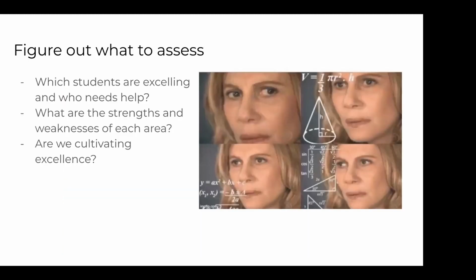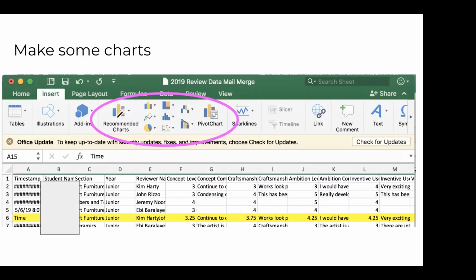So the first thing is we know we're assessing the PLO, but we have to figure out specifically what we want to assess. A couple of things that we looked at is which students are excelling and who needs help. What are the strengths and weaknesses in each specific program area? And just a larger question of, are we cultivating excellence? So the way that we did this is we took this data and we made some charts.